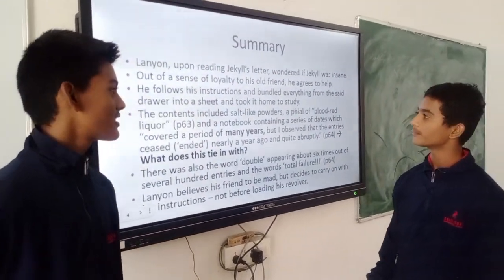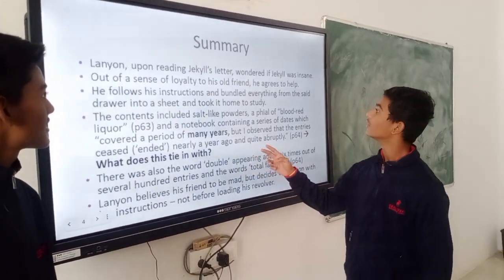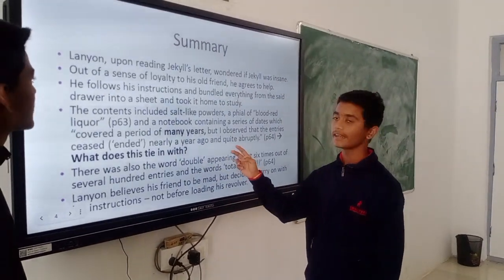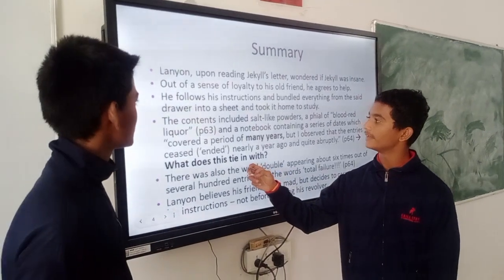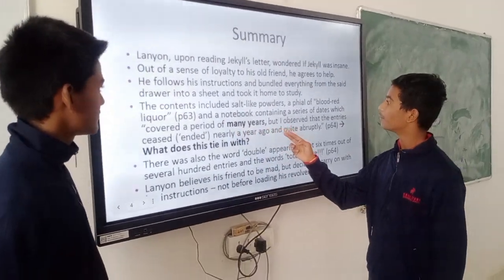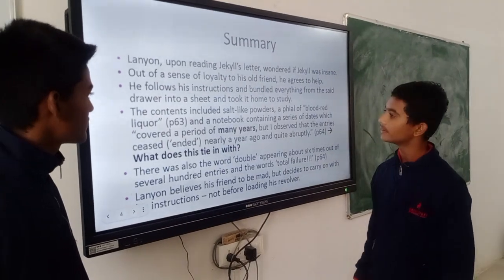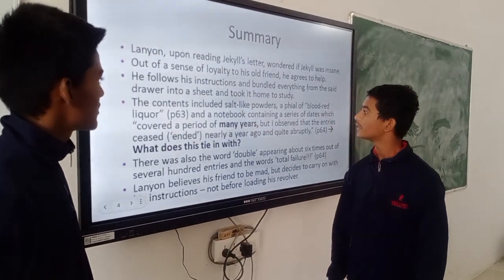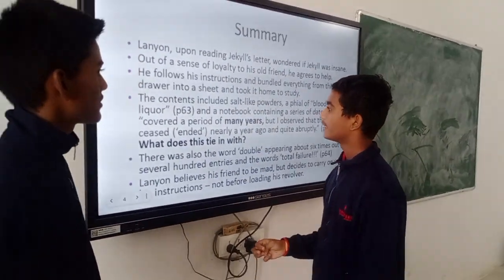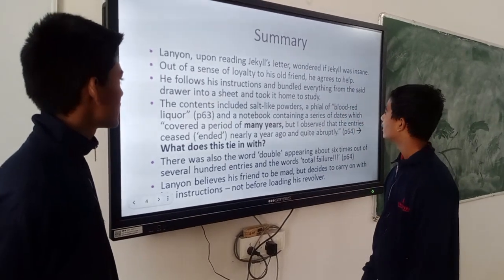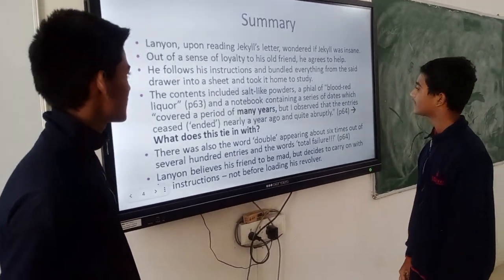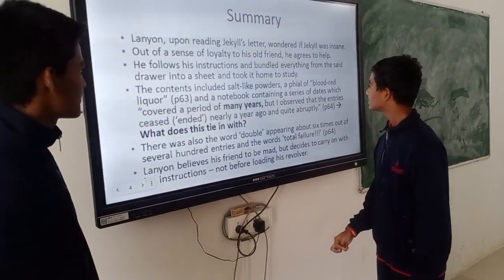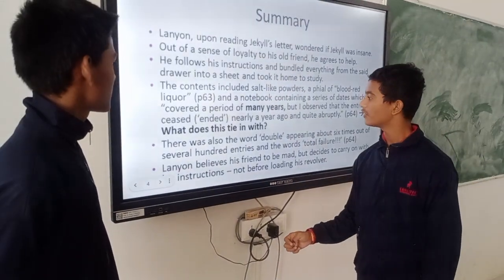The summary of the story is Lanyon often reading Jekyll's letter. If Jekyll was insane, out of a sense of loyalty to his old friend, he agrees to help. He follows his instructions and bundles everything from the said drawer into a sheet and took it home to study. The contents included salt-like powders, a vial of blood red liquid, and a notebook containing a series of dates which covered a period of many years.